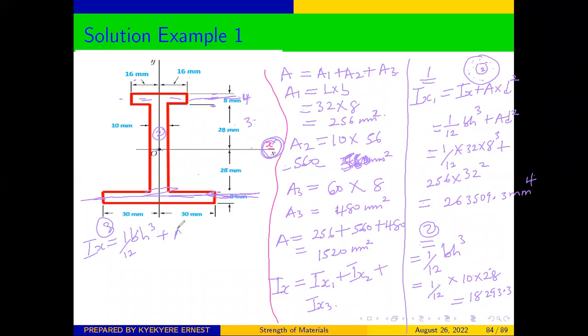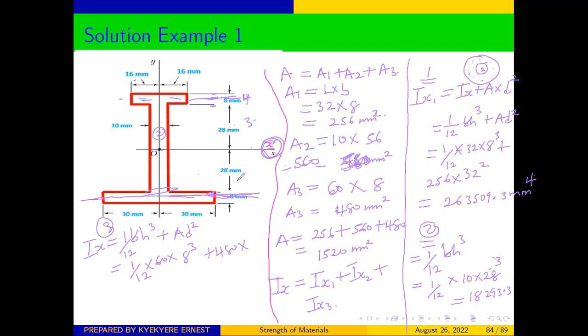plus Ad squared. And from there, its base is 30 plus 30, which is 60, and its height is 8, cubed, plus the area of that section. The area of that section is 480.